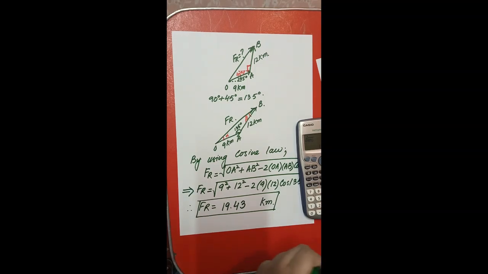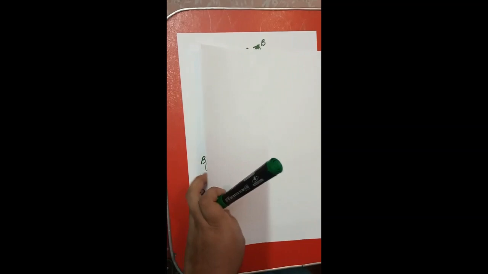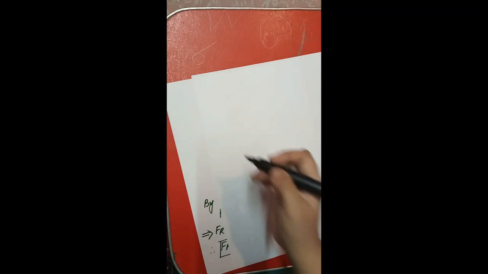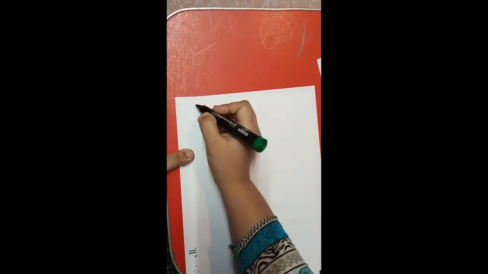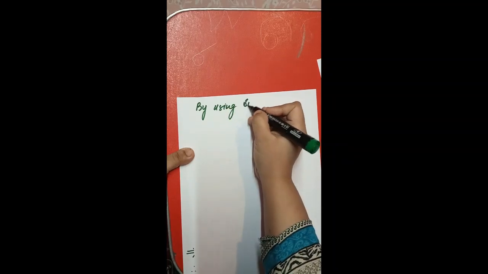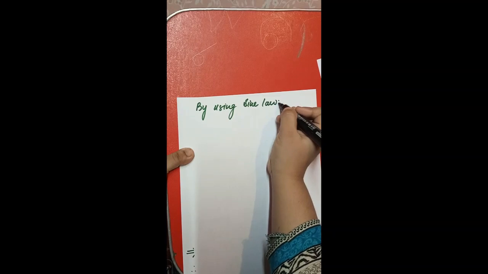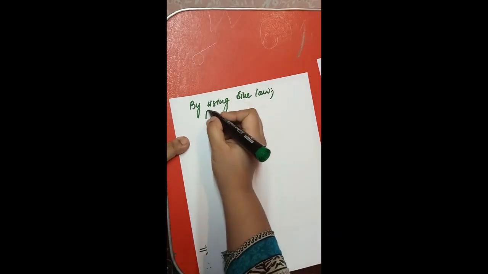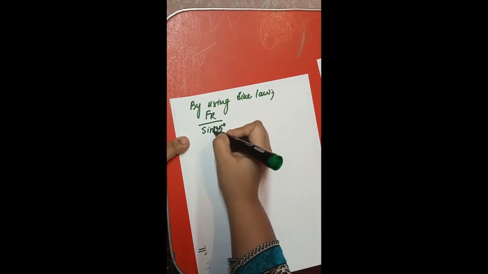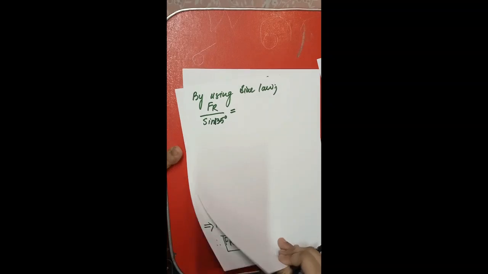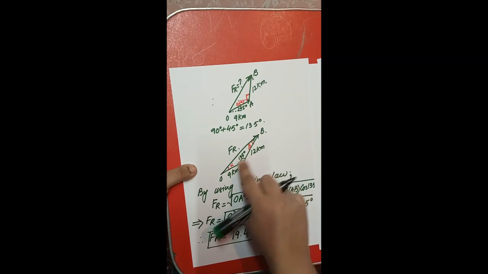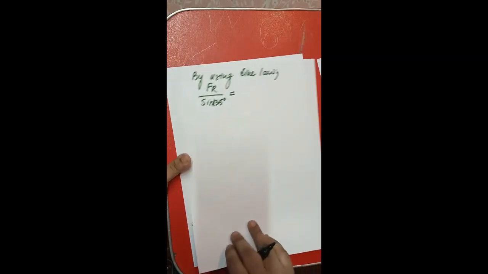Now we have to find out the angle alpha and the angle beta as well. So how can we find them? By using sine law. What do we have to do? FR upon sine of 135 degrees, and the side opposite alpha is 12 kilometers. So what can we write? 12 upon sine alpha.